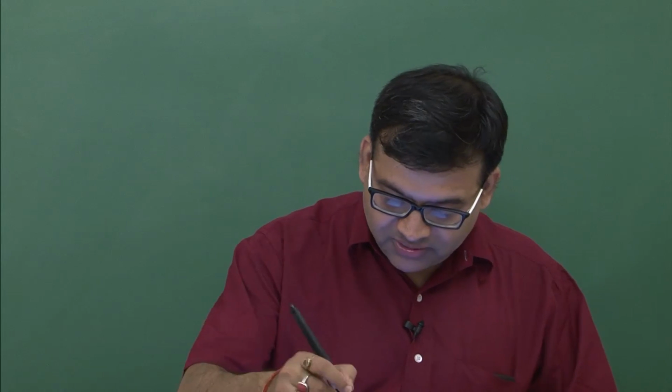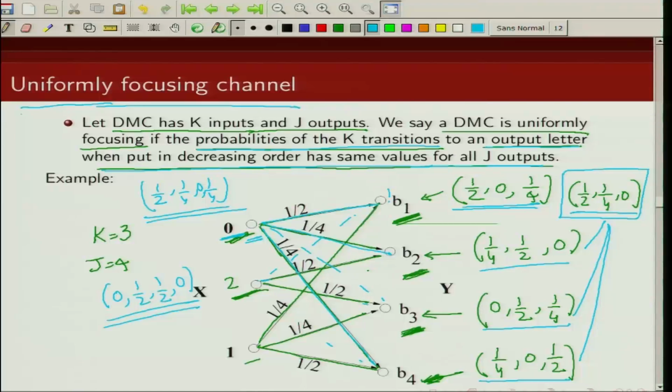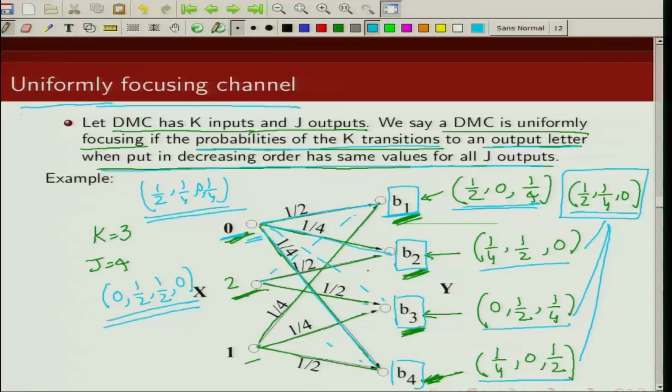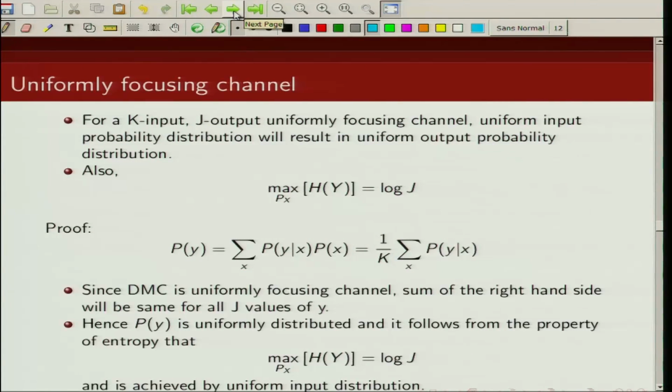In this example, whether my output is B1, B2, B3 or B4, the summation of probability of y given x is the same, whether I consider y to be B1, B2, B3 or B4. So for a uniformly focusing channel, this term is a constant. If this is a constant, then probability of y is a constant.